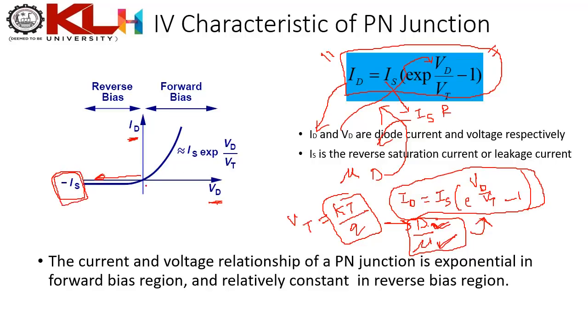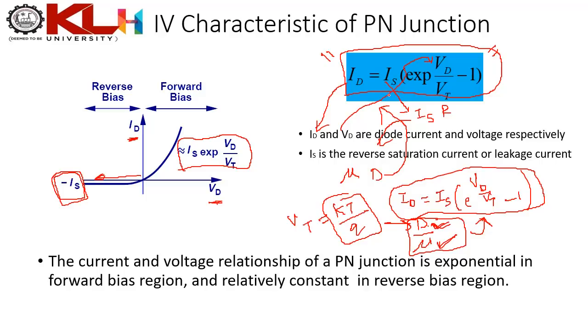Okay, what happens when it is forward biased? If you look at the equation, when it is forward biased, when Vd is positive, e power some positive value is very high compared to 1, so I can easily approximate this region with Is e power Vd by Vt.